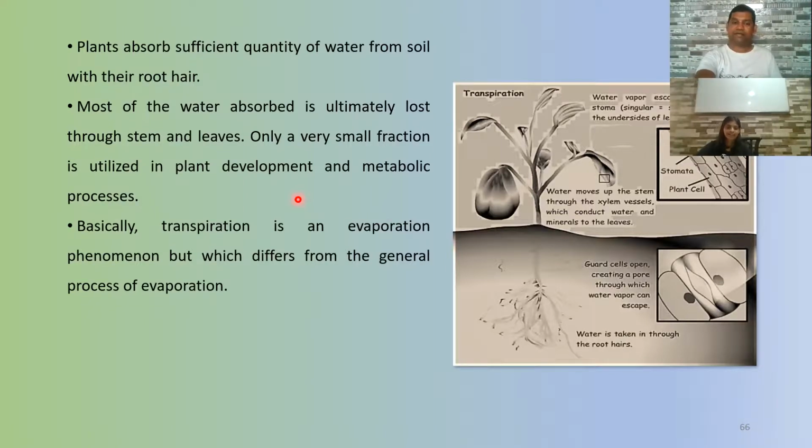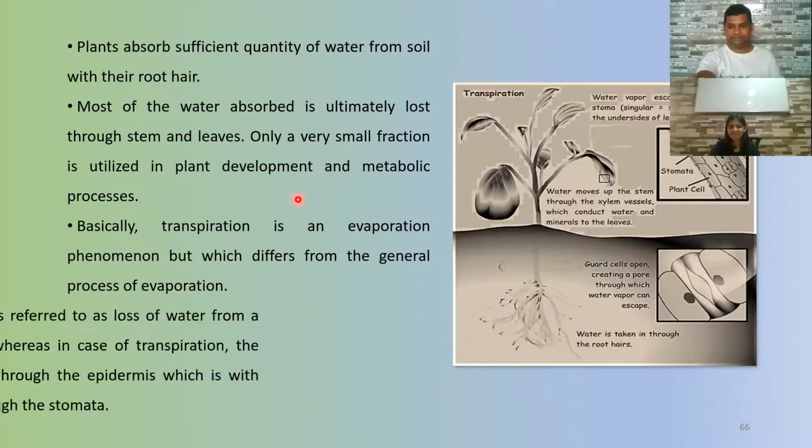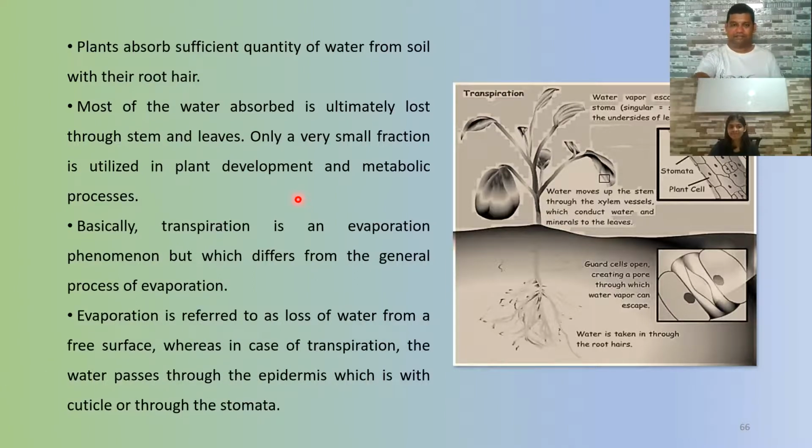Okay, got it. Transpiration is a biological process, evaporation is a physical process. Okay, so in evaporation, what is happening is there is a loss of water from the free surface, while in the case of transpiration the water will pass through the epidermis and then it will come out of the stomata, then it is transpiration.